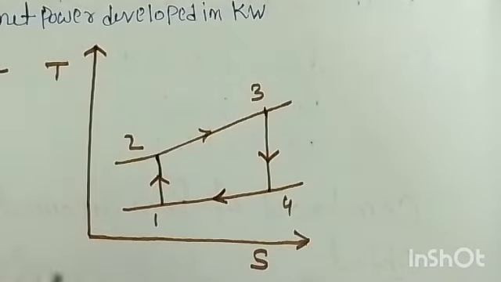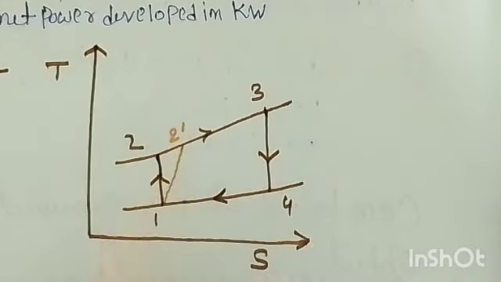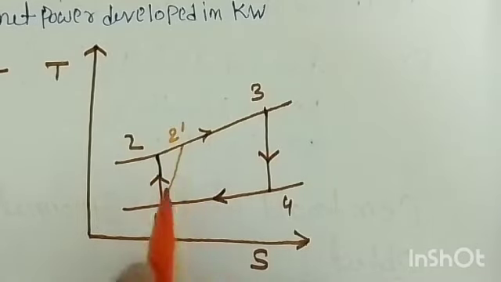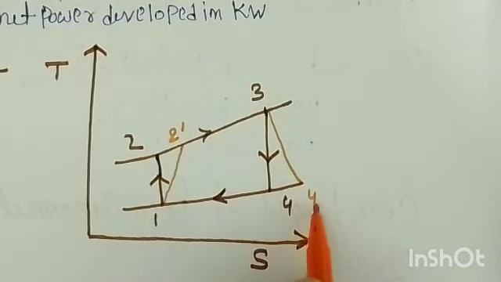All right, now next we have to show the actual process. For the actual, this you can see, this is your actual, that is 1 to 2 dash. This we call a reversible adiabatic compression, and 3 to 4 dash is the reversible adiabatic expansion.